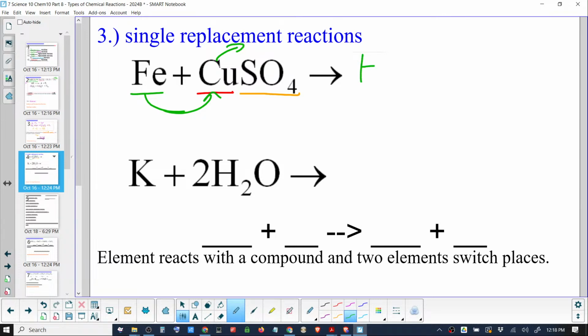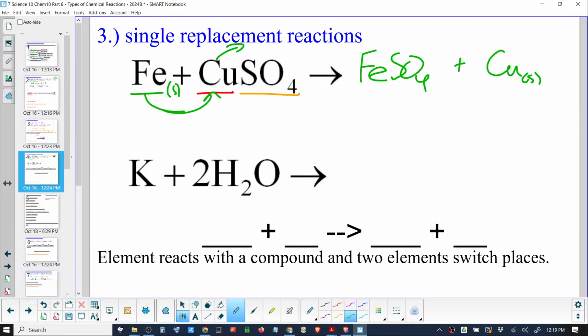And we get FeSO4 plus copper. Solid. This would have been iron solid. Can you write it both ways? Can you put copper before? Yeah, it's A plus B equals B plus A. It doesn't, like math, it doesn't matter.